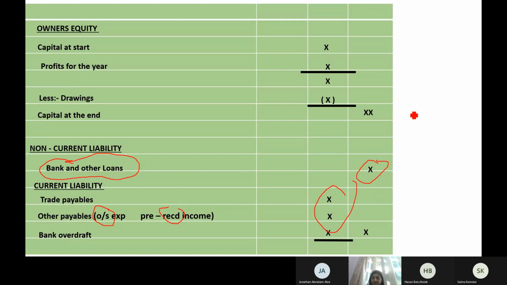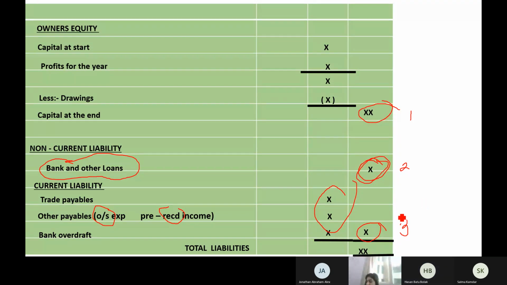Always remember this total plus this total plus this total will give me what? Total assets? No, total liabilities. This will give me total liabilities. And at all points of time, my total assets will be equal to my total liabilities.